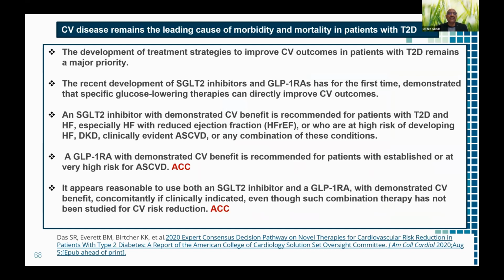So today, SGLT2 inhibitors with demonstrated CV benefits are recommended for patients with type 2 diabetes and heart failure, especially heart failure with reduced ejection fraction, or who are at high risk of developing heart failure, DKD, and clinically evident atherosclerotic cardiovascular disease, or any combination of these conditions. And you can use GLP-1 RA with demonstrated CV benefit for patients with established or very high risk for atherosclerotic cardiovascular disease.